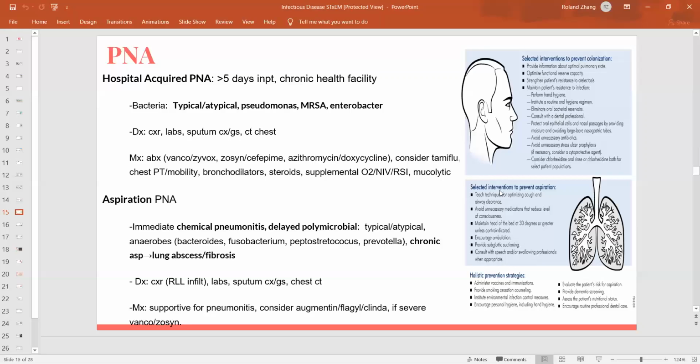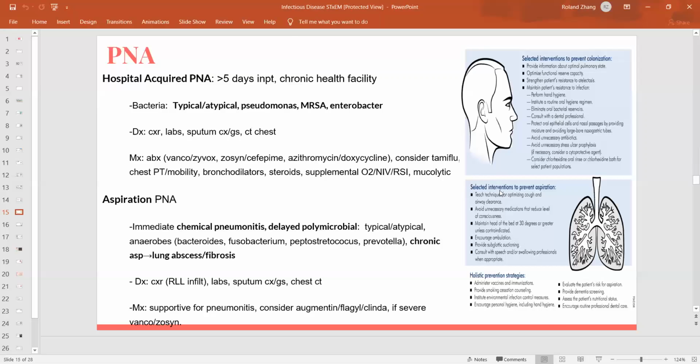So the diagnostic tool is kind of the same. Management, like I say, is supportive, aggressive lung therapy, and consider anaerobic coverage. So fungal pneumonia, you don't see that often, but you worry about people who are immunocompromised.